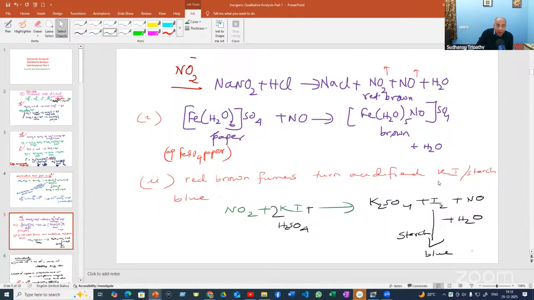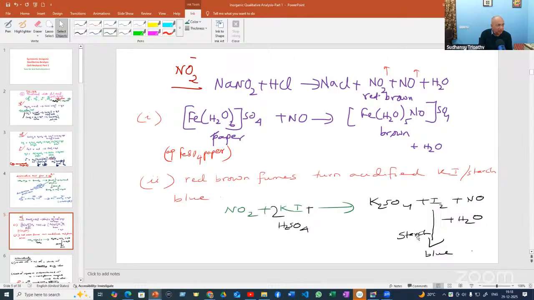That is passed through, or you take a paper soaked in potassium iodide and starch and show it to that gas. The NO2 will oxidize iodide to iodine, and iodine with starch forms a blue complex. That is a charge transfer complex, iodine to starch. Due to CTS, charge transfer spectra, you get a blue color. Starch and iodine form a charge transfer spectra, and for that it looks blue but absorbs its complementary color.